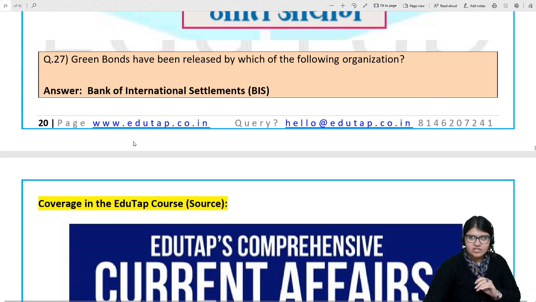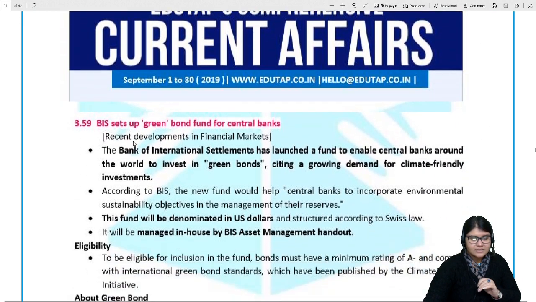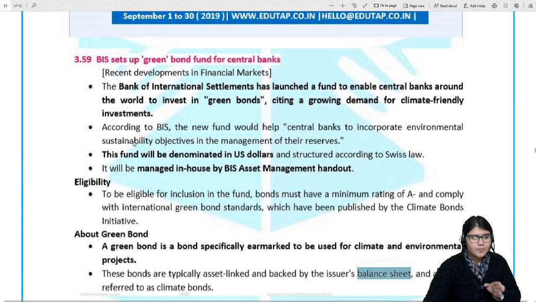BIS, Bank of International Settlements. This was again covered in the September monthly current affairs magazine that we provide. So you can see here BIS sets up green bond fund for central banks. Okay, so the heading again says it all.